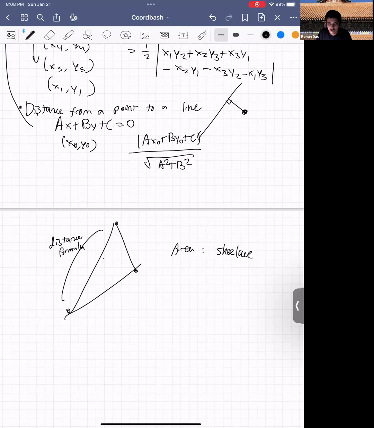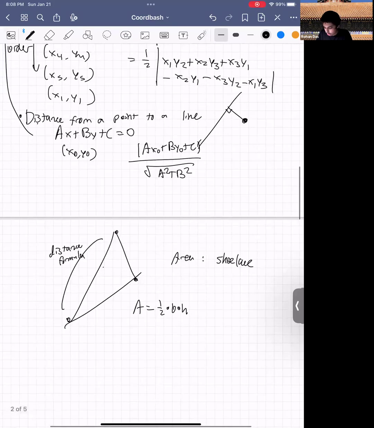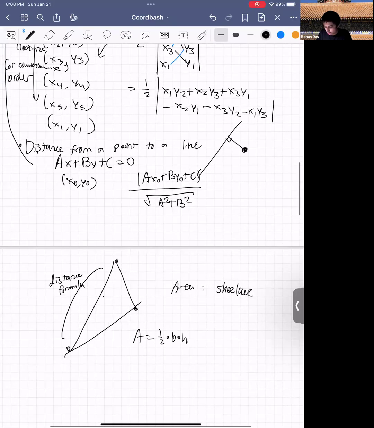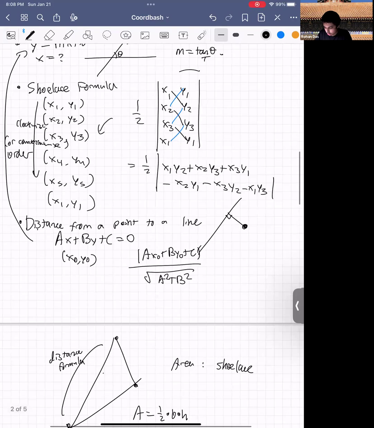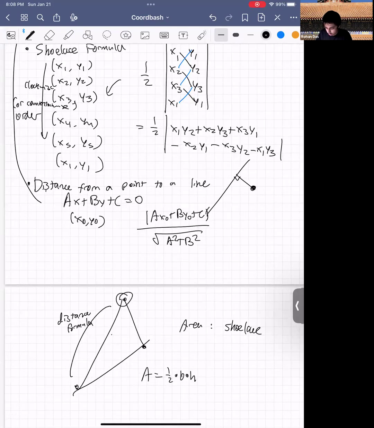And then the area of a triangle is 1/2 times the base times the height. So that would give that the distance is this determinant divided by the distance between this point and this point.